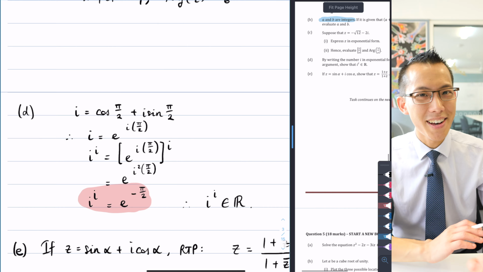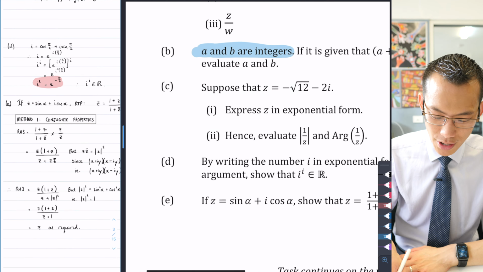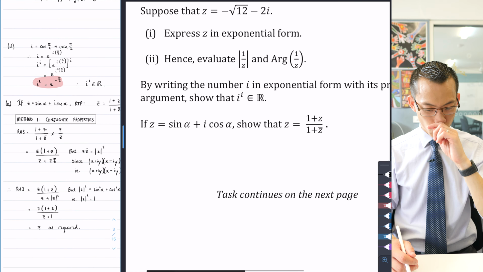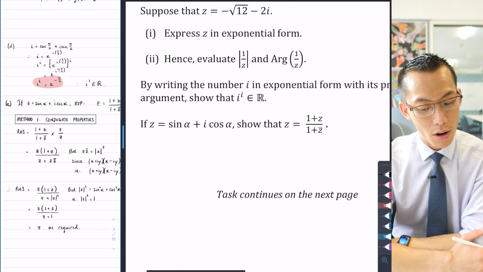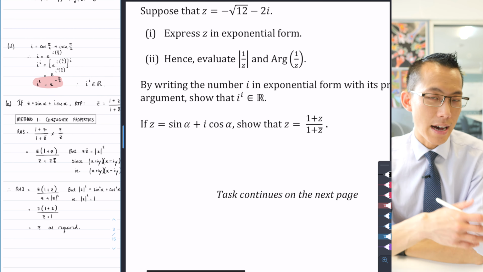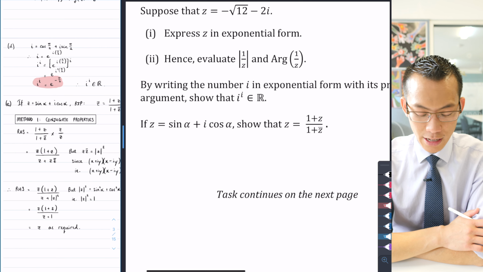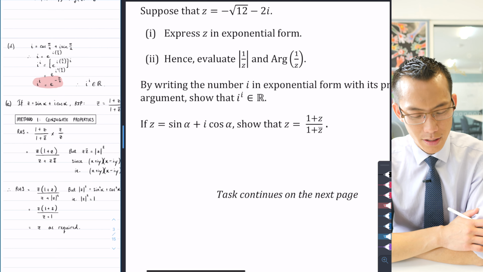Okay, we are on the last part of question 4 now. So this is a proof. It says if z equals sine alpha plus i cos alpha, show that, and then you've got this equation over here on the right hand side. So how do I make this work?